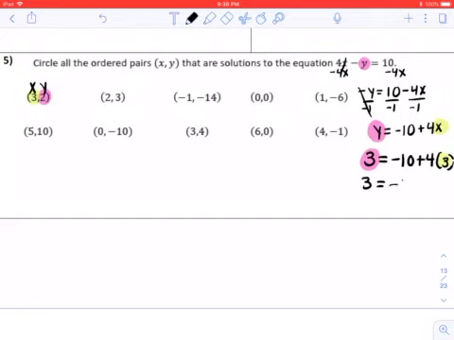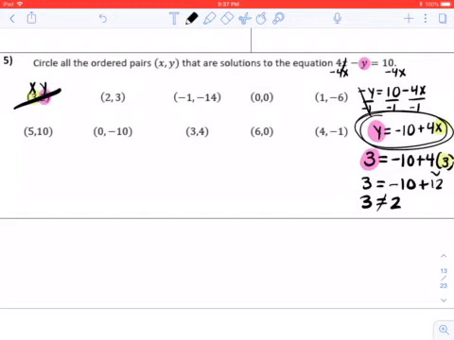3 equals negative 10 plus 4 times 3 is 12. Negative 10 plus 12 is 2. Well, since 3 does not equal 2, that makes the point 3, 2 not a solution, so you can cross that out. So you could do that for all of these points, but that's going to take a lot of time. So I'm going to show you how else we could do that, and that's by using y equals in our calculator.